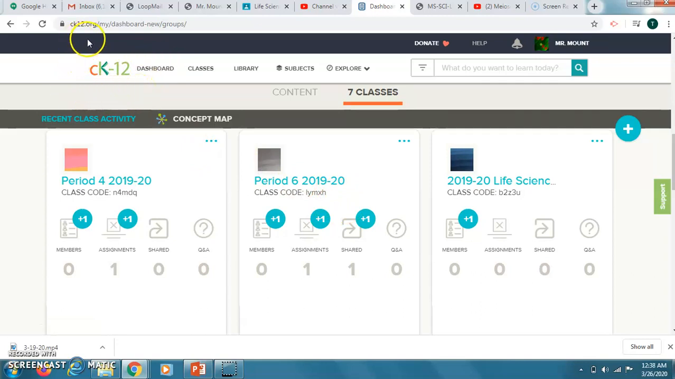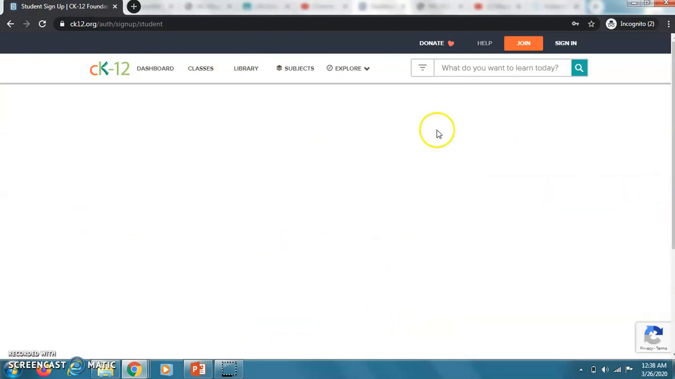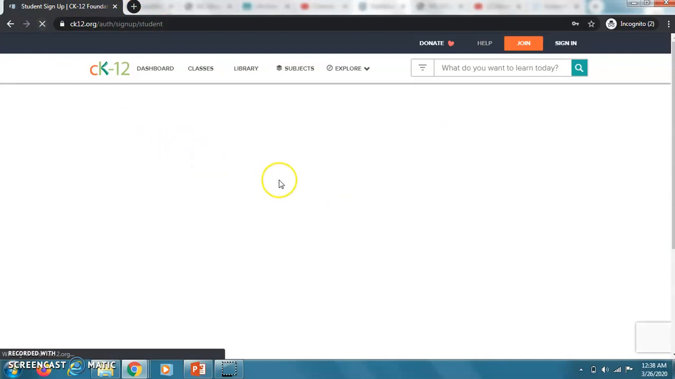So it's ck12.org. Make sure you don't do .com. Make sure you do ck12.org. And let me see if the other page loaded for you to sign up. It doesn't look like it has loaded still. I'll try to refresh it. But if not, hopefully it will show up on your computer.